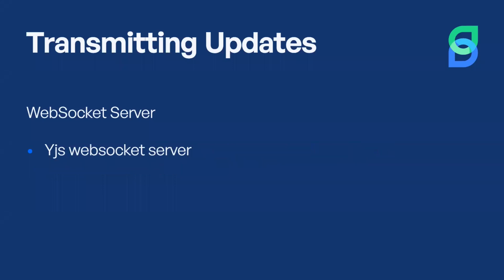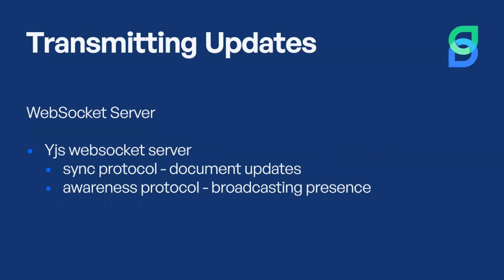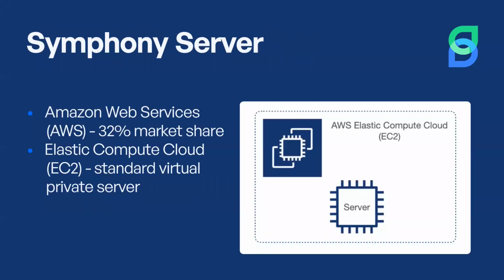Since we have chosen the YJS CRDT implementation, our starting point for the Symphony backend was the reference WebSocket server provided by YJS. It implements the necessary protocols for syncing document updates and broadcasting presence data. We chose to deploy our initial prototype of the system on Amazon Web Services, the biggest player in the cloud provider market with 32% market share as of early 2023. We first deployed the server to Elastic Compute Cloud, a standard virtual private server offered by AWS.